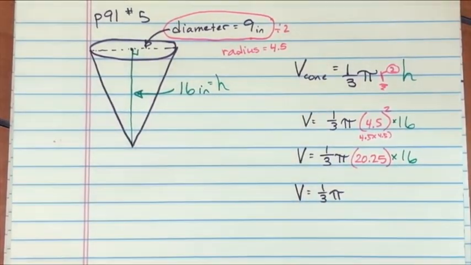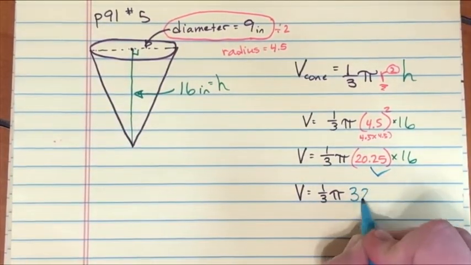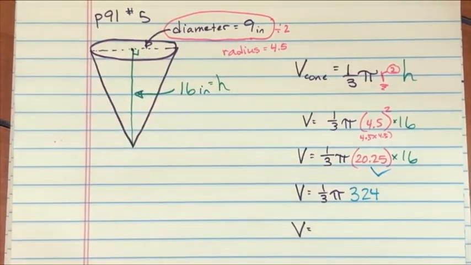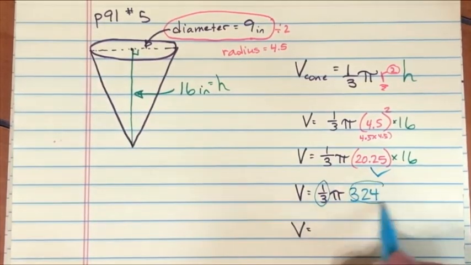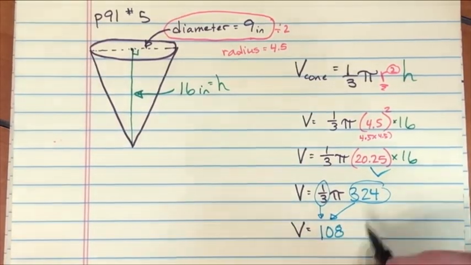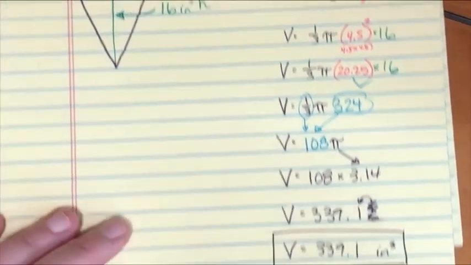I like to look for the 1/3. Is there something divisible easily by 3? I don't see anything. So I'm going to go ahead and multiply the 20.25 times 16 and rewrite that as 1/3 pi times 324. Now when I see 324, I see 300, which is divisible by 3, and 24, which is divisible by 3. And 1/3 of 324 is 108. So the volume is 108 pi. All right, so 108 pi.